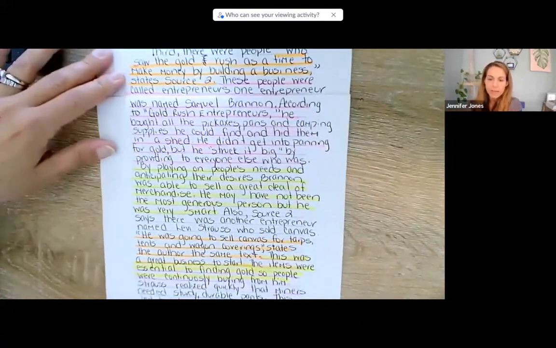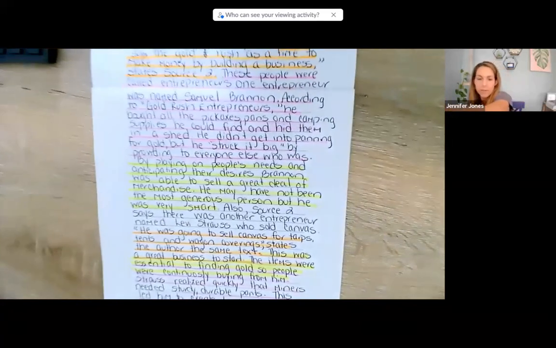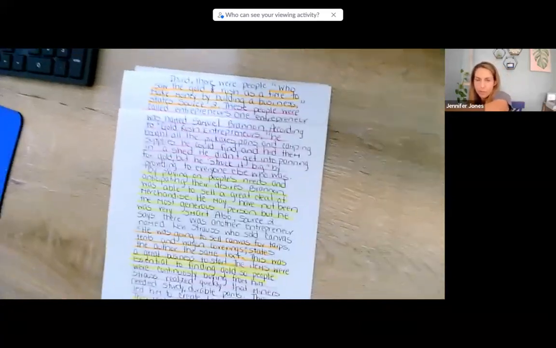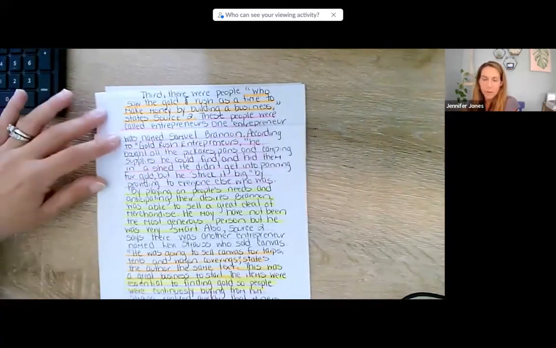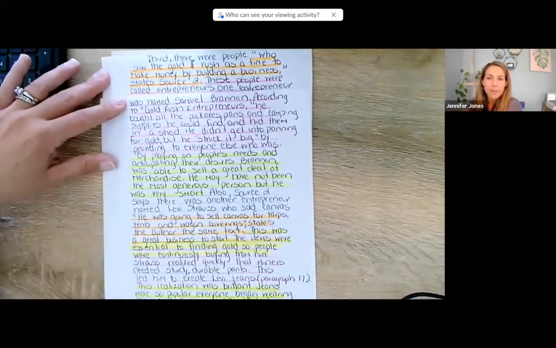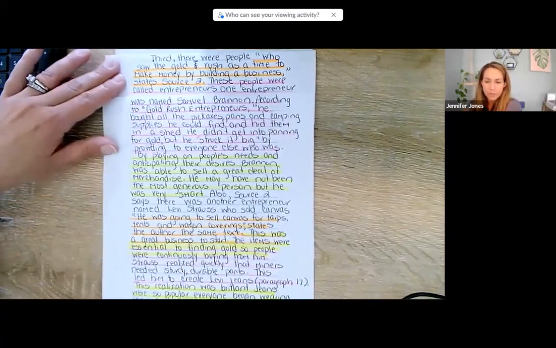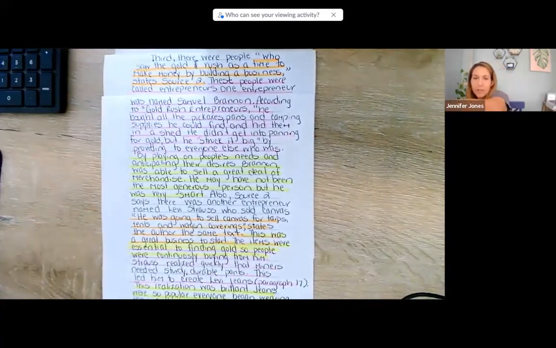So this is my T3 paragraph. I'm trying to zoom out for you so you can see the whole thing. Right now, I don't want you to be worrying about being able to read this at all. Don't worry about the words. Right now, we're just looking at the colors.